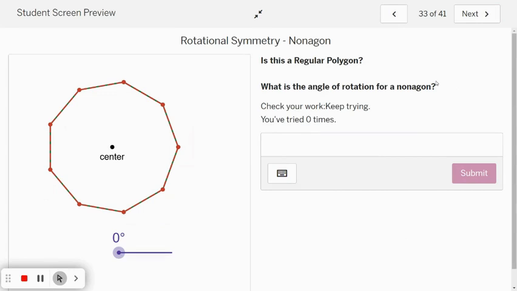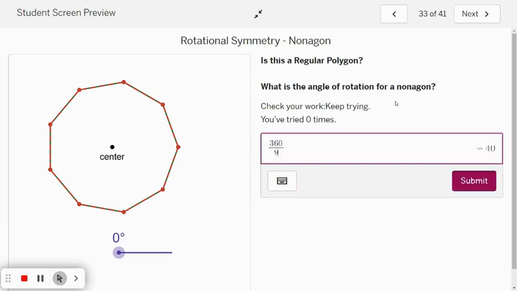All right, is this a regular polygon? The answer is yes, it is. All 9 of these sides are the same. So if we use our formula, 360 divided by 9, I'm expecting this angle of rotation to be 40 degrees. Okay, let's check it with our slider here.